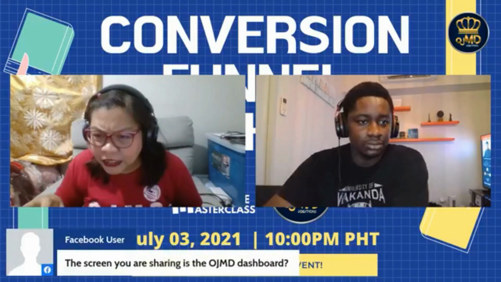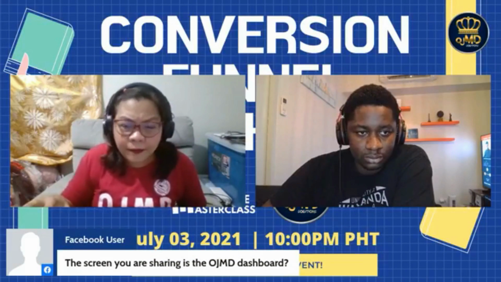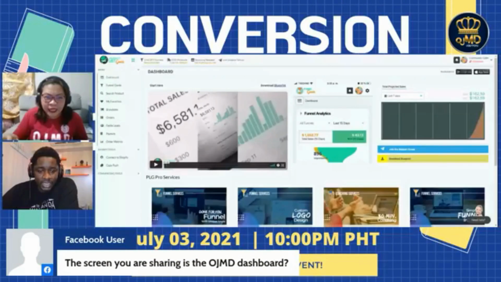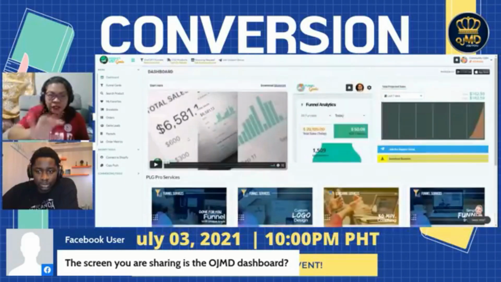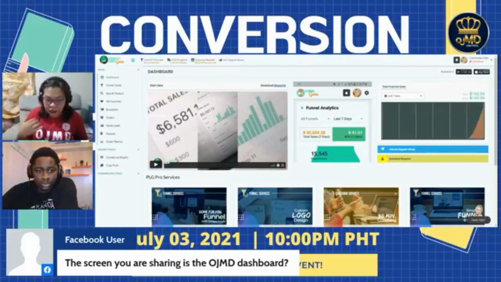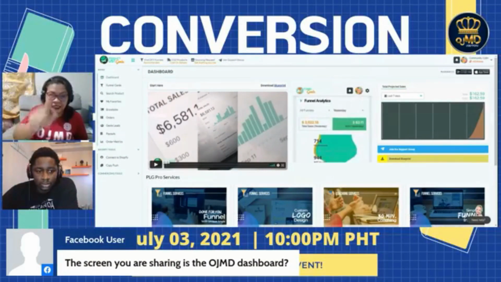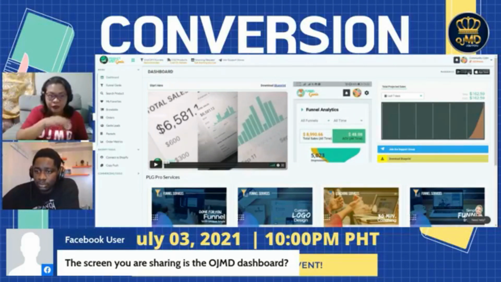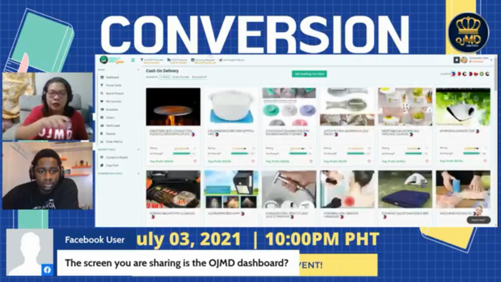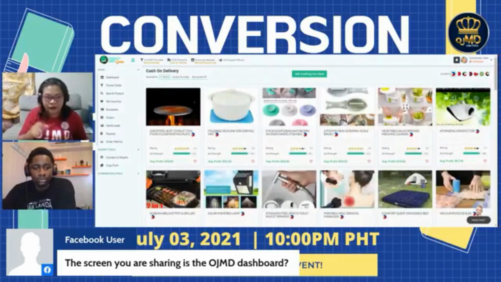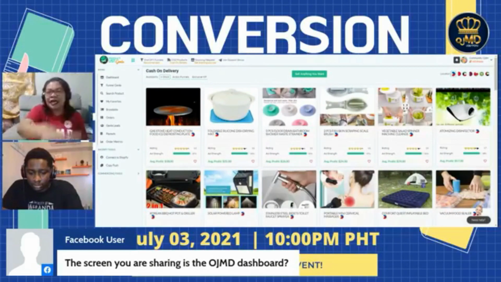The screen you are sharing is the OGMD dashboard. Yes, that's the dashboard. This is just a demo account, but what you see here is what you will see as a seller or as a client. This is how your system would look. Everything that we have showed you, how Joseph showed you the funnel creation, choosing the products, and adding to favorites, is exactly how it would look on your end for the system.